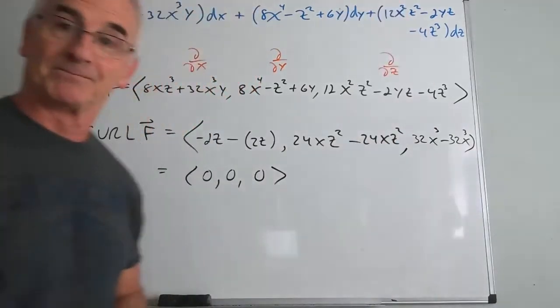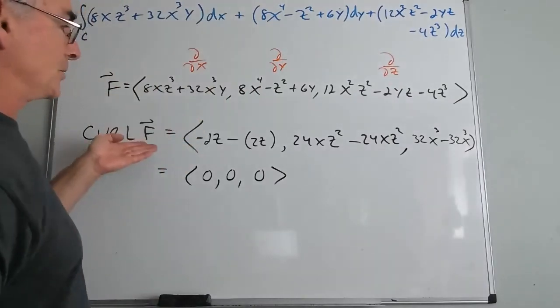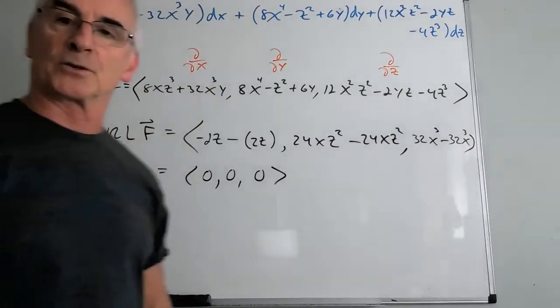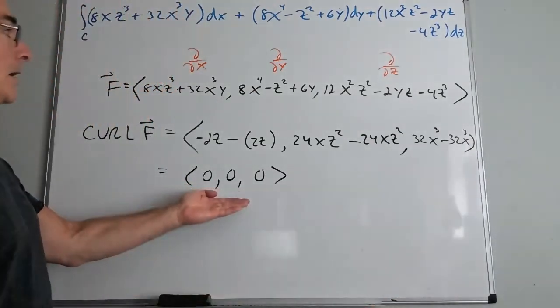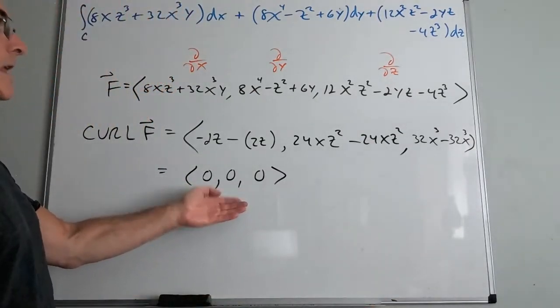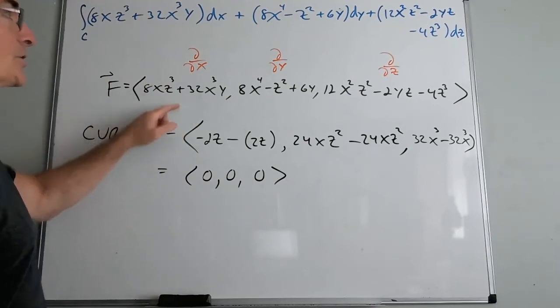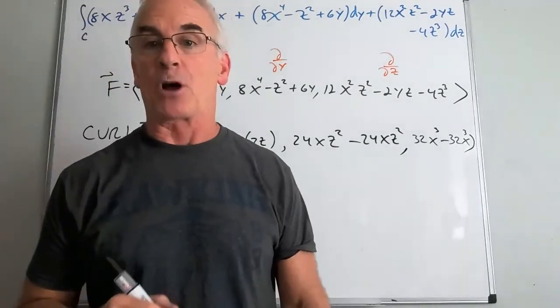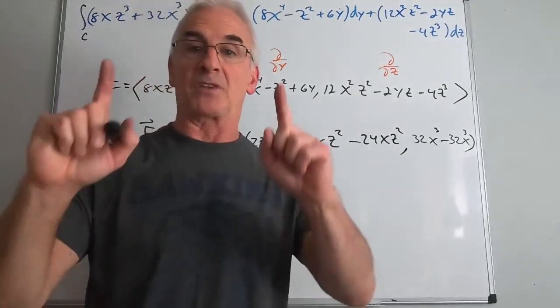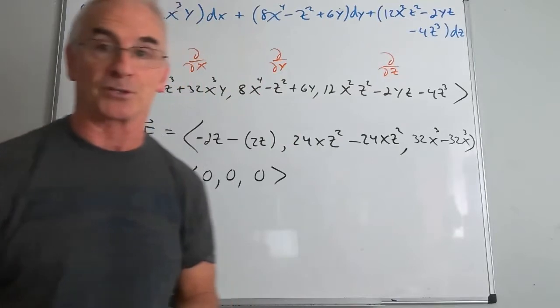There's much rejoicing. The vector is conservative because my curl vector was the 0 vector. Curl is not the number 0, it's the vector. My curl vector was the 0 vector. That means that this vector is conservative. It means that this integral is path independent. And because the integral is path independent, it means I now can find the potential function.